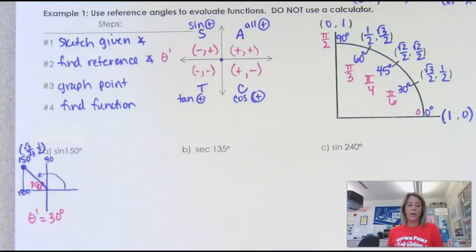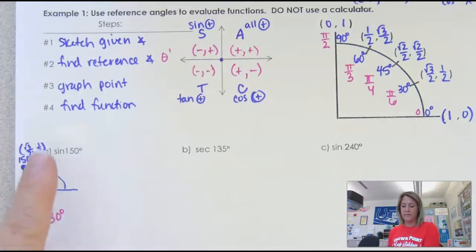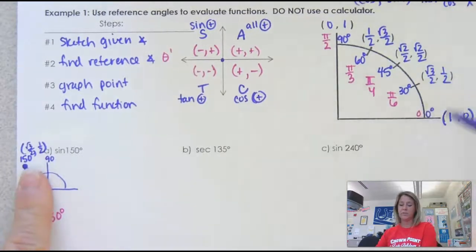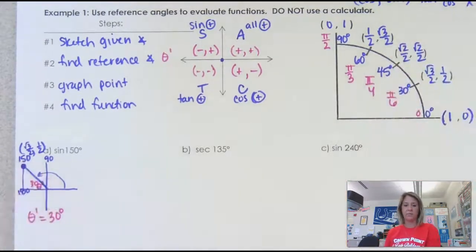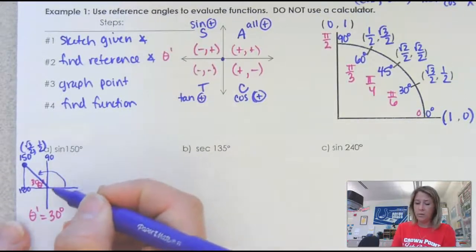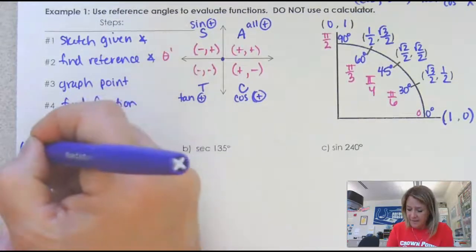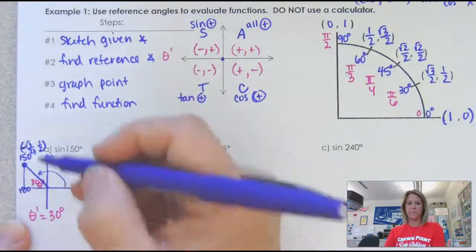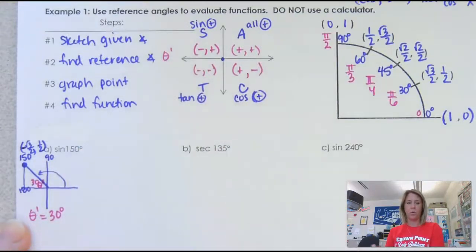I don't know if it's the right signs though, because this is all in the first quadrant. Everything's positive. So think about what this ordered pair would be. If I go left, that's going to have to be a negative radical 3 over 2. And then I go up, so that 1/2 is positive. So it's really negative radical 3 over 2, 1/2.